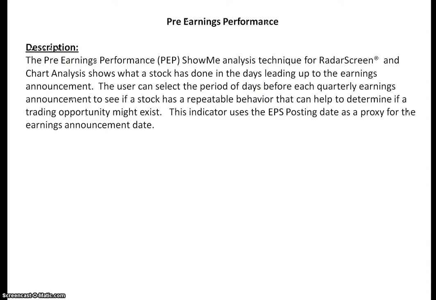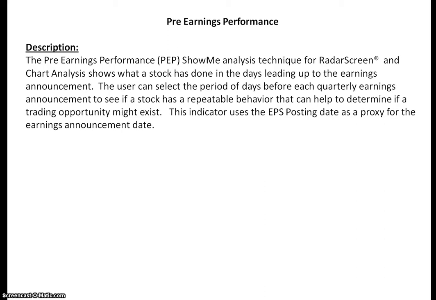And just to get going here, the pre-earnings performance ShowMe technique works for both RadarScreen and Chart Analysis, and it shows what a stock has done in the days leading up to the earnings announcement. The user can select the period of days that you want to look at before each quarterly earnings announcement to see if the stock has a repeatable behavior that you can take advantage of. Maybe it's a trading opportunity for you, based on the rules that you have.